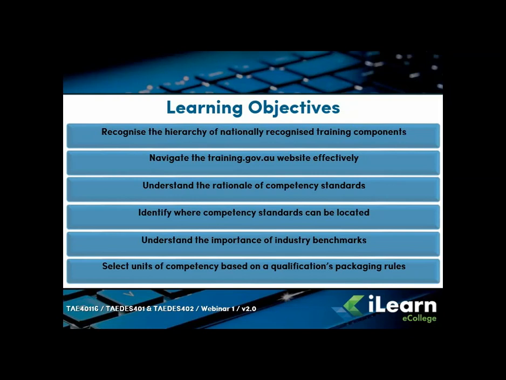Okay, so today's learning objectives in this webinar are, as you can see on the screen right there. Firstly, at the end of this webinar, you should be able to recognize the hierarchy of nationally recognized training components. You should be able to navigate the training.gov.au website effectively. You should be able to understand the rationale of competency standards. You should be able to identify where competency standards can be located. We'll also talk about the importance of industry benchmarks, and we'll also have a look at what's called packaging rules, which concerns some of the qualifications or all qualifications within the vocational sector.